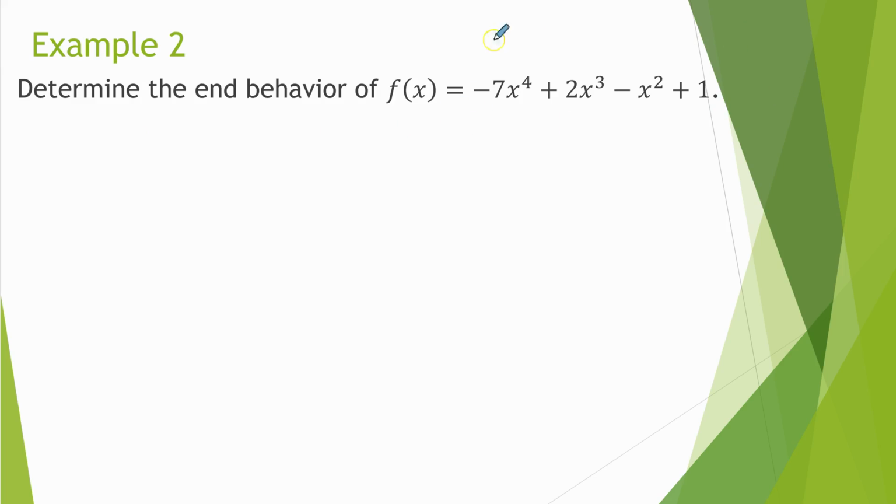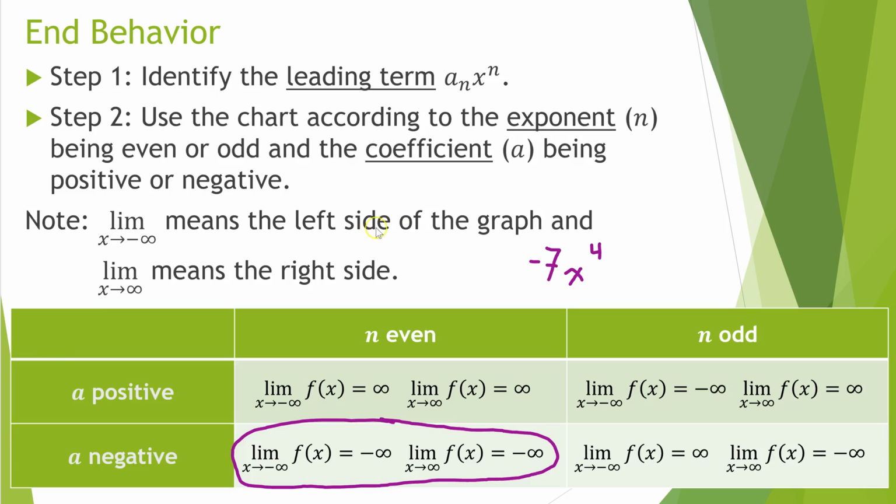Here's another quick example. Determine the end behavior of the given polynomial. We only want to focus on the leading term, so I'm going to be focusing on the negative 7x to the fourth power for this one. So with a leading term of negative 7x to the fourth power, my coefficient is a negative number, so I'm on the bottom row, and my exponent is an even number, so I'm on the left-hand column.